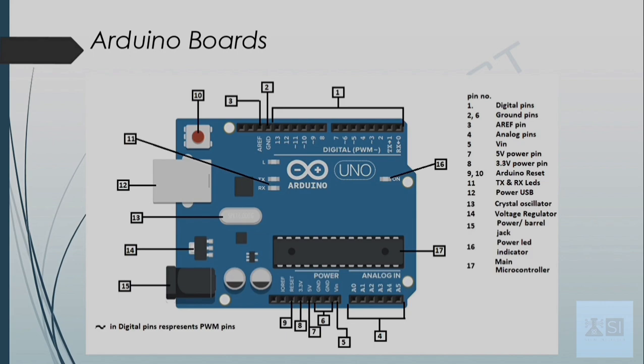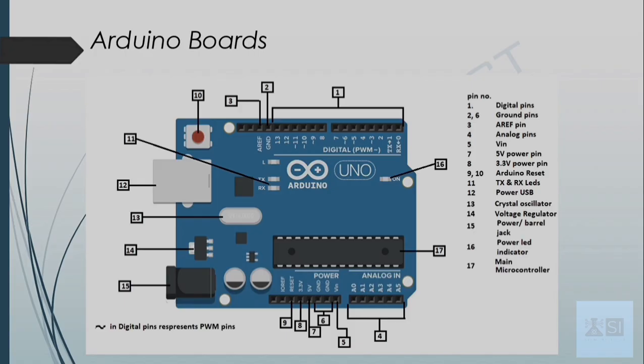The component marked as 10 is called the reset button. The functionality is the same, and it is also used to reset the microcontroller and start the program from the beginning. The component labeled as 11 are the TX and RX LEDs. On the Arduino board, you can see in the digital pins that are marked as 0 and 1, 0 is RX and TX is marked as 1. These are used for serial communication. The TX is used to transmit the data and RX is used to receive the data.